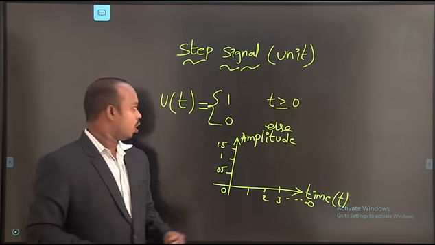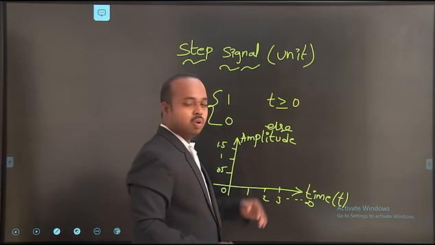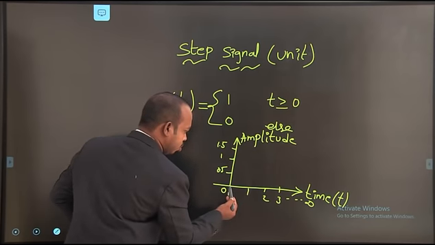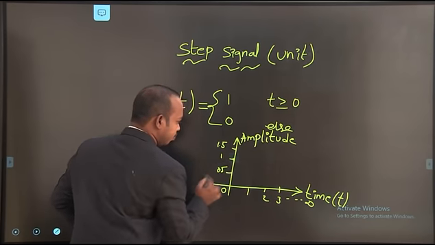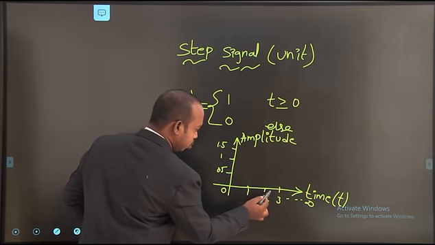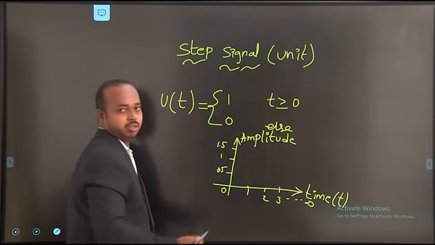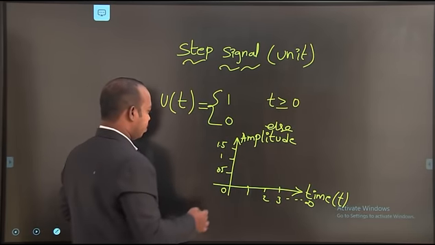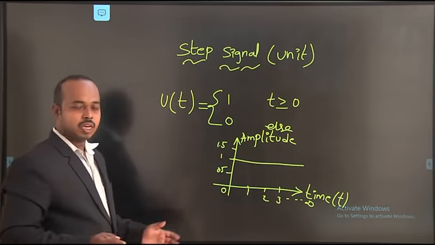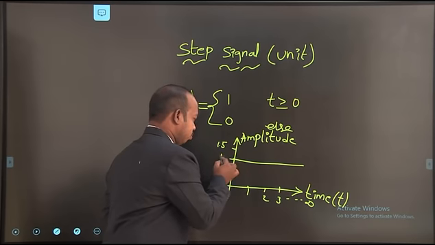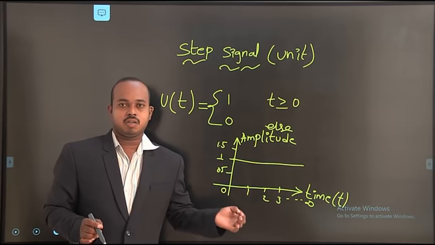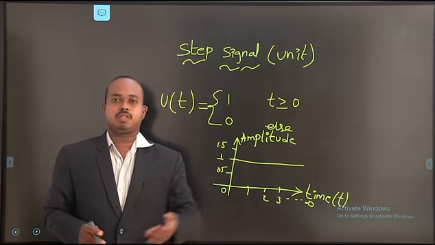According to the definition, the magnitude is 1 where t is equal to 0 and greater than 0. So at t equal to 0 the magnitude is 1, and for more than 0, that is 1, 2, 3 up to infinity, I draw one straight line with magnitude 1. This represents the unit step signal.